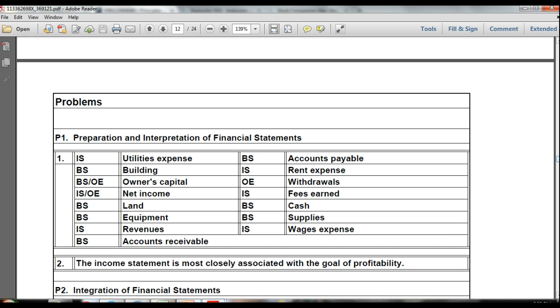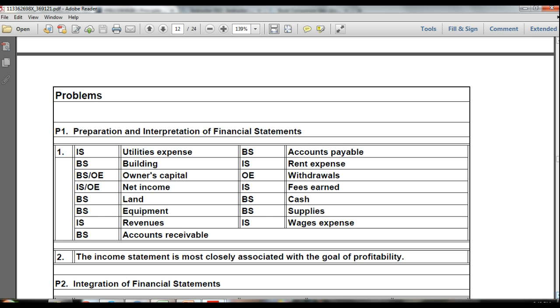So, which of the statements is most closely associated with profitability? What do you guys think? The balance sheet, the income statement? The income statement. Okay?